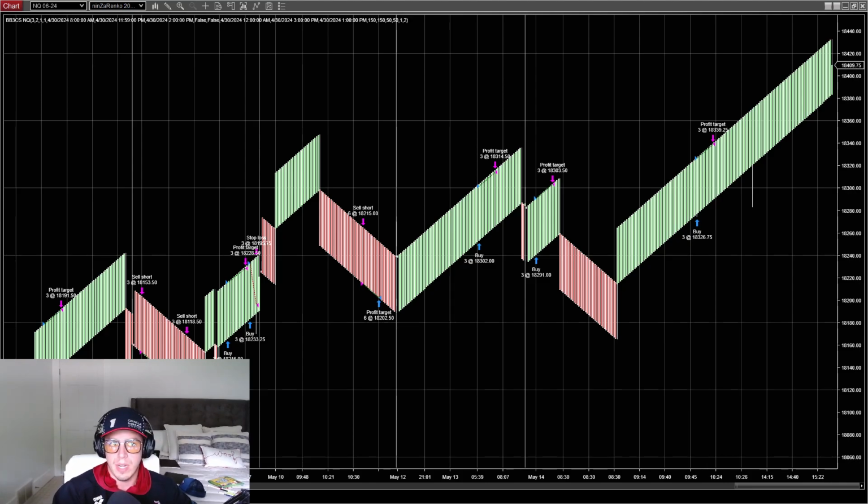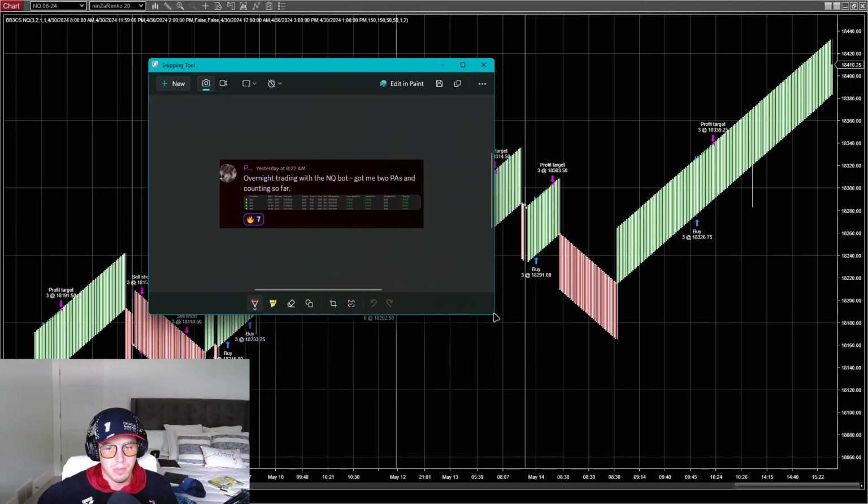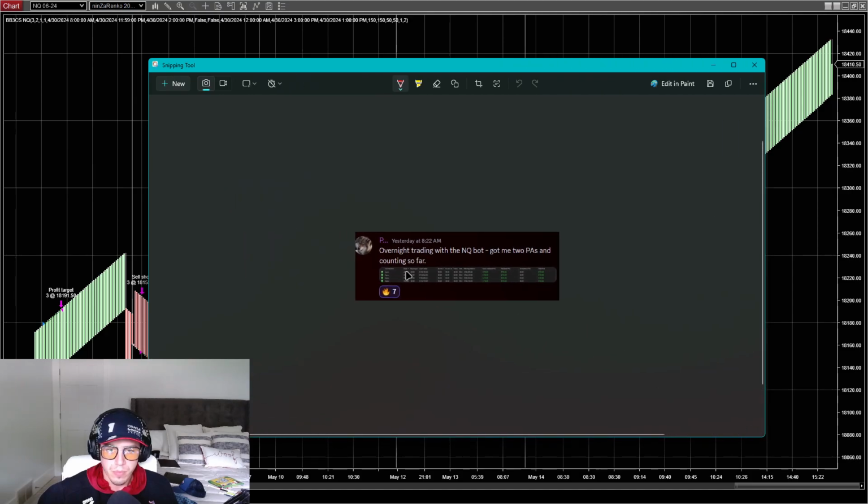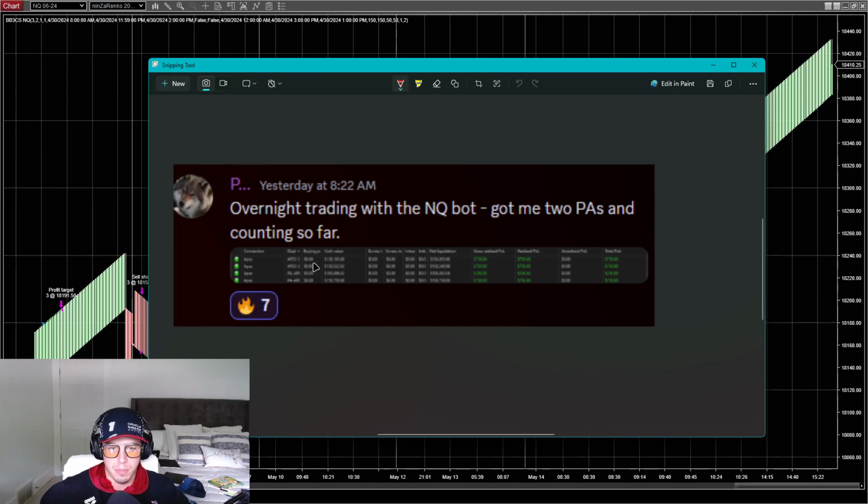Today we're going to go over what I believe to be one of the most consistent automated strategies out there. And just for proof here, we'll be talking about the NQ Trader, by the way. One of our members right here, overnight trading with the NQ bot, got him 2 PA accounts and counting so far. And I don't know if we can zoom in this picture.